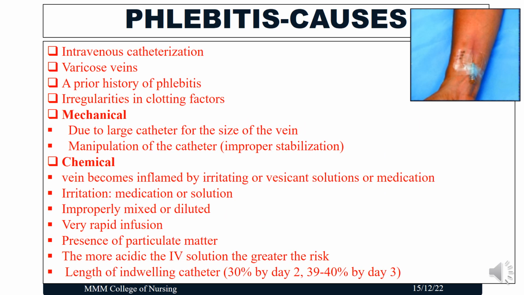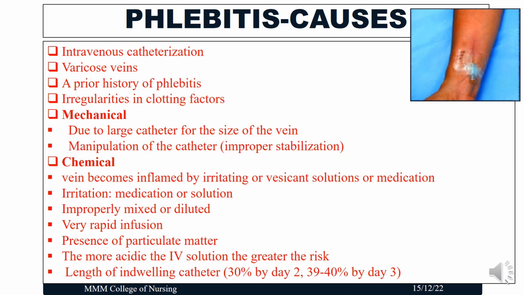Phlebitis causes. So, what are some of the reasons or causes for getting phlebitis? IV catheterizations or IV therapy, or patients with varicose veins, a prior history of phlebitis, irregularities in the clotting factors. Patients are more prone to develop clotting disorders. And the mechanical causes include a large catheter for the size of the vein, if we are selecting an inappropriate catheter for IV cannulation, or manipulation of the catheter, improper stabilization.